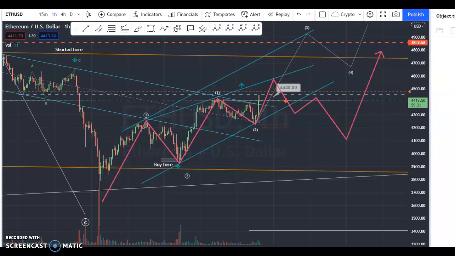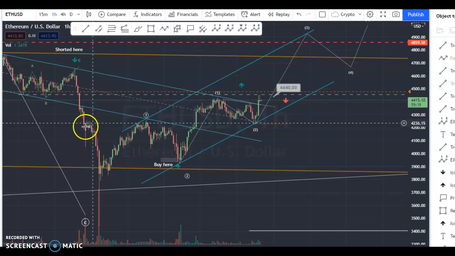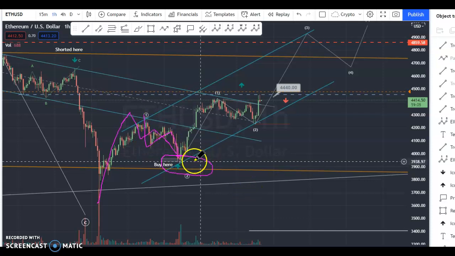I've got to get rid of that and that. Nope. Okay, at the moment I am still playing this scenario where this is the one. We'll get a three-wave pullback, and this is why I bought here. Remember, I explained why I entered here: there was a beautiful zigzag. Then we had a little five waves up.